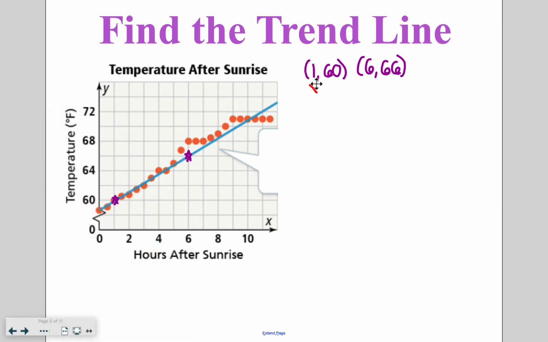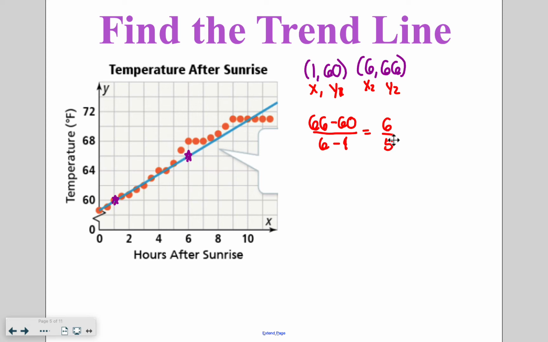So now I have my 2 points, which means I can find my slope by using x1, y1, and x2, y2. So I'm going to plug it into my slope formula and do 66 minus 60 over 6 minus 1, which is going to give me 6 over 5.